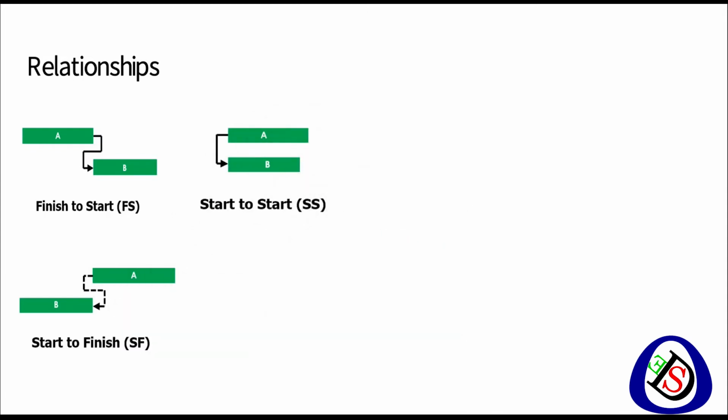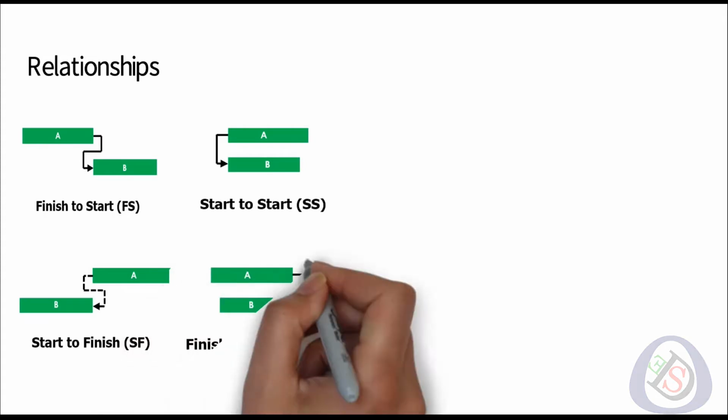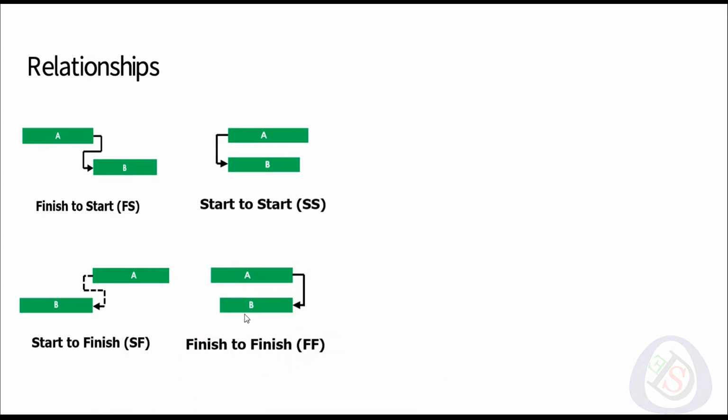The next one is start to start relationship. In start to start relationship, start of successor activity is controlled by the start of predecessor activity. The last one is finish to finish relationship. In finish to finish relationship, finish of successor activity is controlled by finish of predecessor activity.